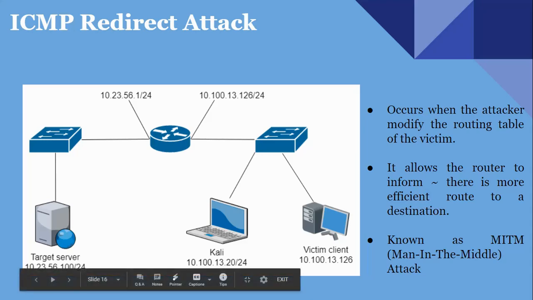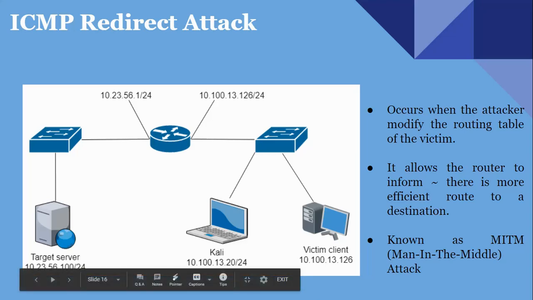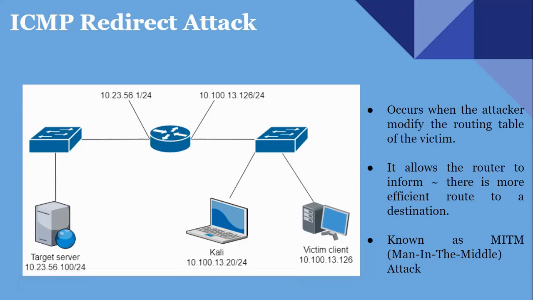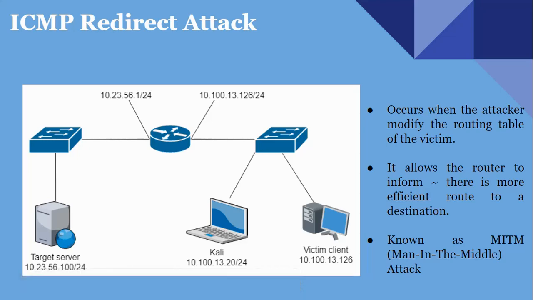For example, where the victim client wants to send a packet to the target server, which is in a different LAN network, you need to pass through the router. Once the packet is at the router, the attacker, which is the Kali, will launch the attack and send the redirect message, causing the routing table to change. The ICMP redirect attack is also known as a MITM attack, which is a man-in-the-middle attack.